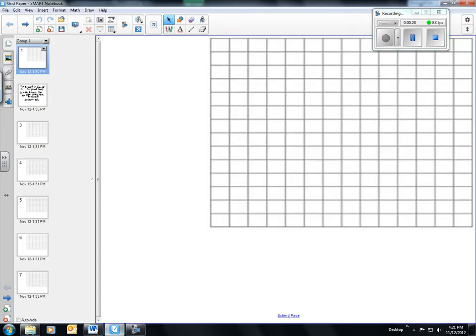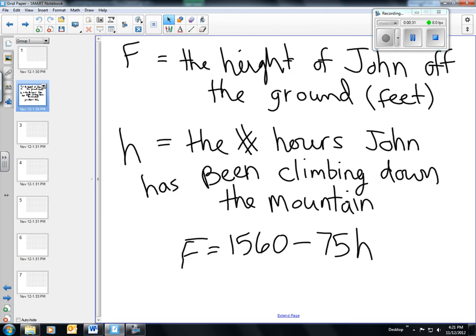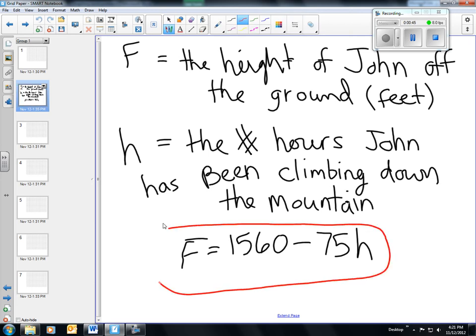So for part A, we need to define a couple variables here, and we're going to use f to equal the height of John off the ground. So that's going to be in measurement of feet. And then h is going to be the number of hours John has been climbing down the mountain. And then we can say that f then equals 1,560 minus 75h. So that would be our part A answer for the equation.